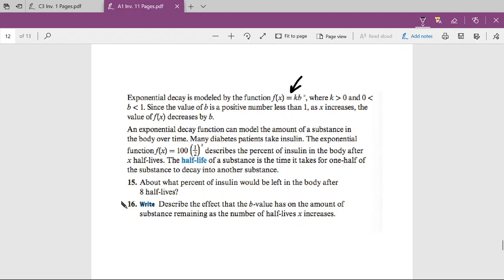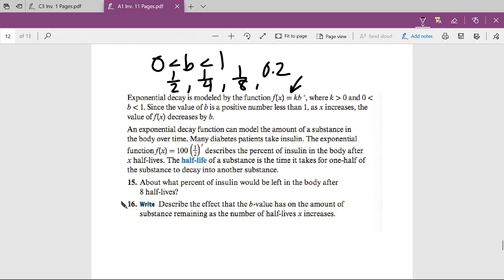It's also modeled by f of x equals k times b to the x, but in this case, k is still greater than 0, but we want a b value between 0 and 1. So our b is between 0 and 1, meaning we have fractions or decimals. So a half, like half-life, or maybe a quarter, or an eighth, or 0.2, whatever it might be, we have it between 0 and 1 as our b value. So since the b is a positive number less than 1, as x increases, the value decreases.